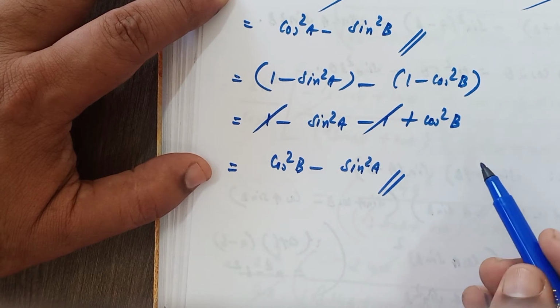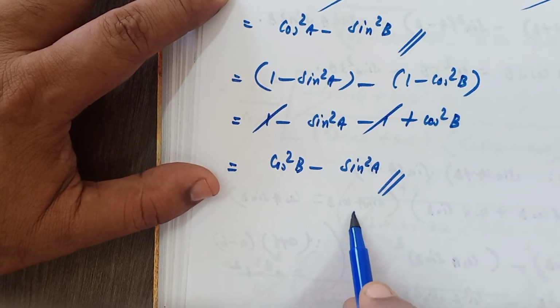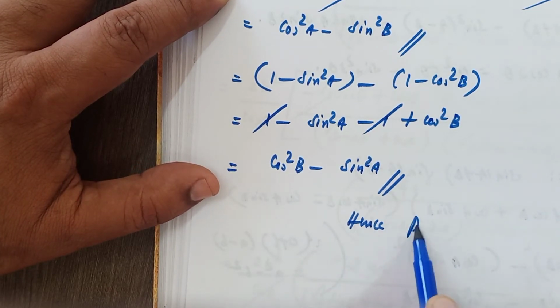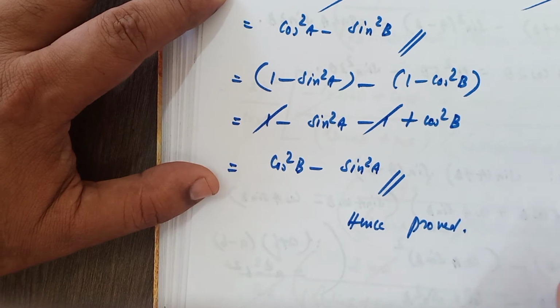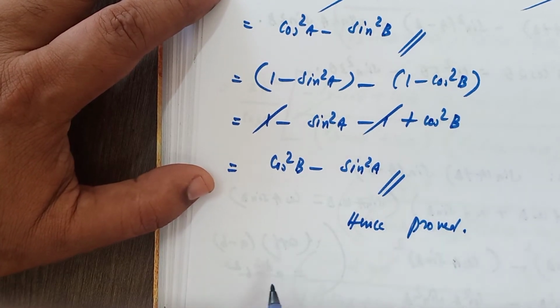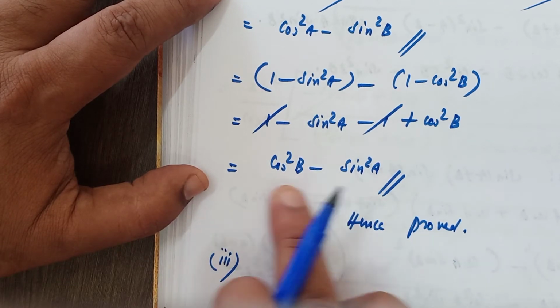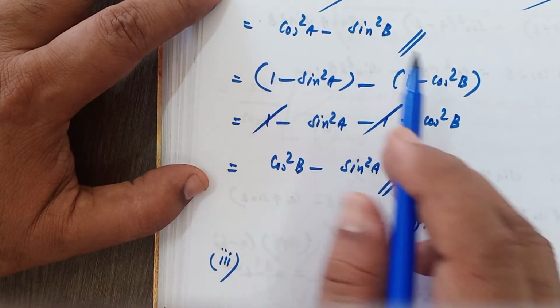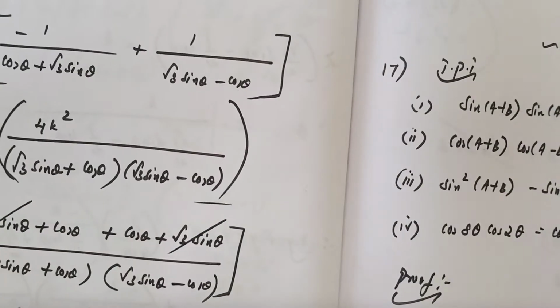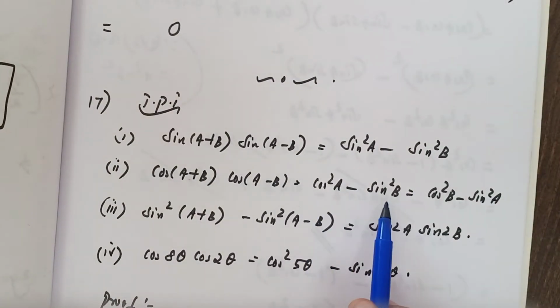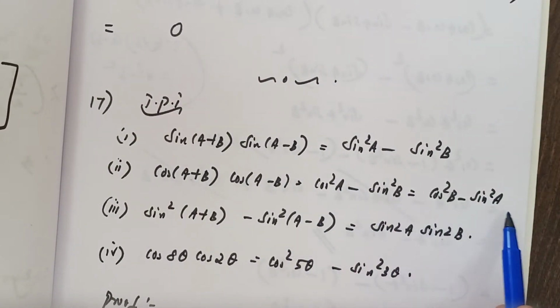That is also true. Hence proved. Now subdivision number 3. What is here? Cos squared b minus sin squared a. Here cos squared a minus sin squared b, as well as cos squared b minus sin squared a.